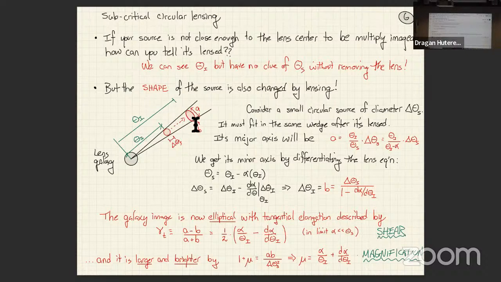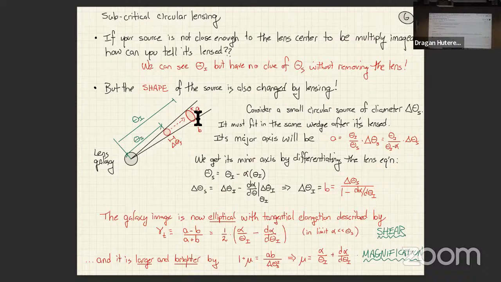The major axis of this image galaxy here, we'll call it A, right? Well, it's going to be equal to the angular size of the source galaxy, but it's going to be magnified by theta I over theta S because we're seeing it out here at theta I instead of theta S. All right, everybody see that? We can write that as theta I over theta I minus alpha, the apparent deflection, times delta theta S.